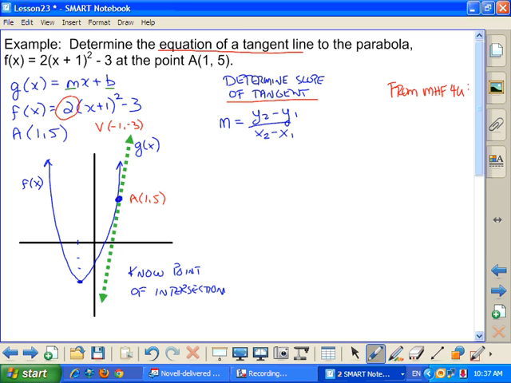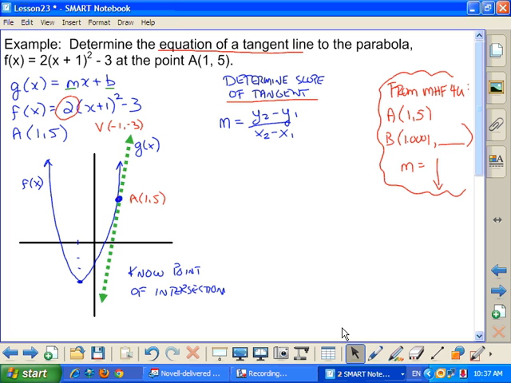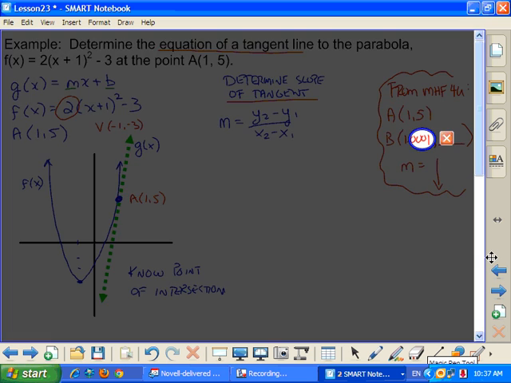From MHF, you would take the point 1, 5, and then you'd find a second point, 1.0001, and whatever that was, and then you'd use slope. Okay? So that's what you would do from before. And it's a fine process. But now in the calculus, I want an exact value. I don't want an approximation. So I don't want to go through this process of the 0.0001 all the time, however many zeros you're using.